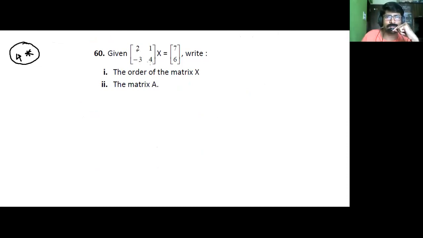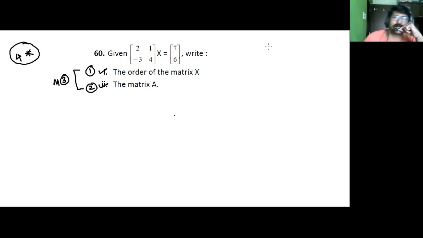2, 1, minus 3, 4. When we multiply with matrix X, we get the product as 7, 6. Right, the order of this matrix X. For this, 1 mark is given, and find the matrix X. For this, 2 marks are given. So on an average, this is a 3 mark question. Now how to do that question? I'll teach you. So stay tuned.